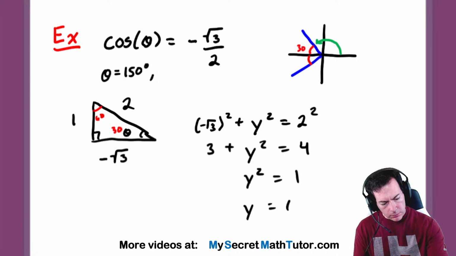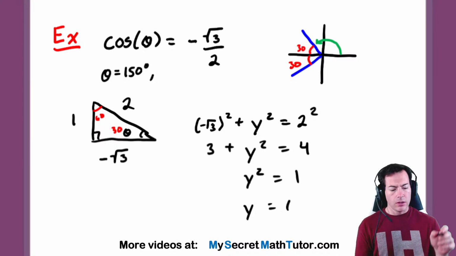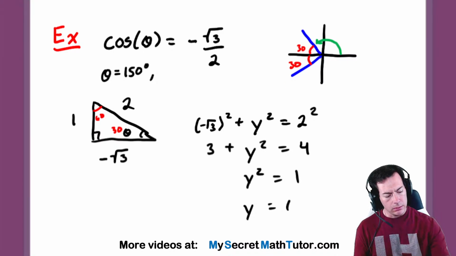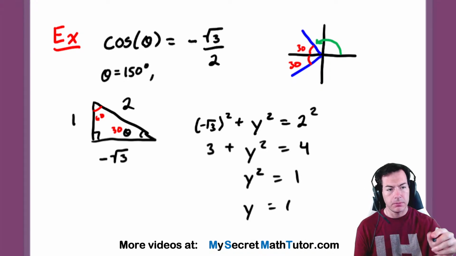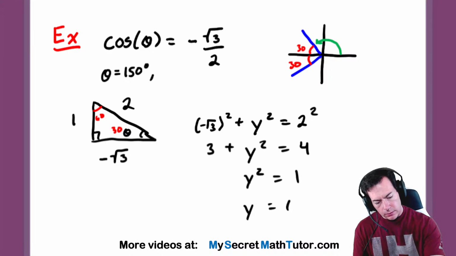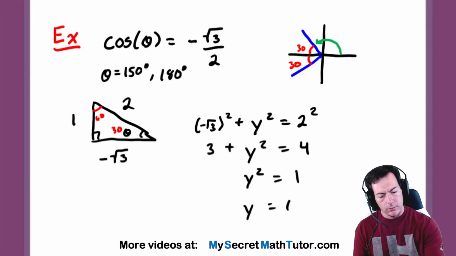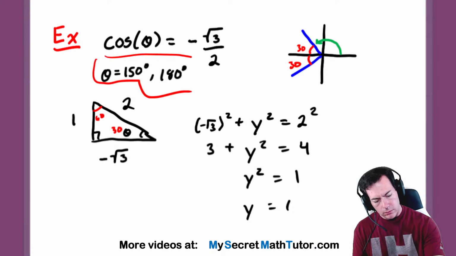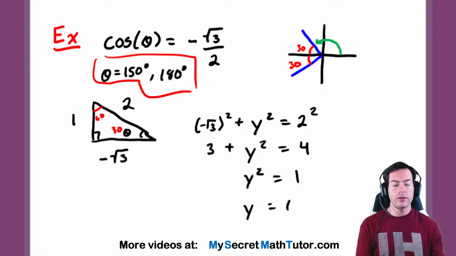Now the other place would be the 30 degrees down here. So I could go 180, halfway around my unit circle, then go another 30. So the other one would be at 210 degrees. So those would be my two angles that give me the proper value for the cosine.